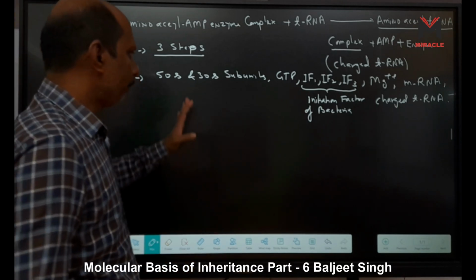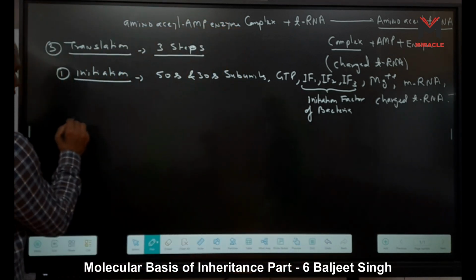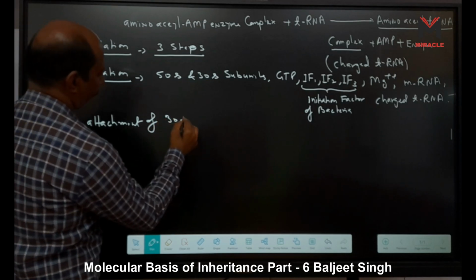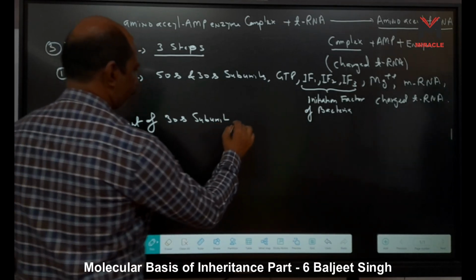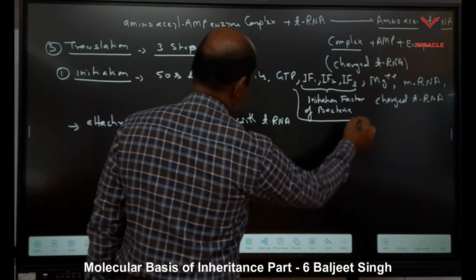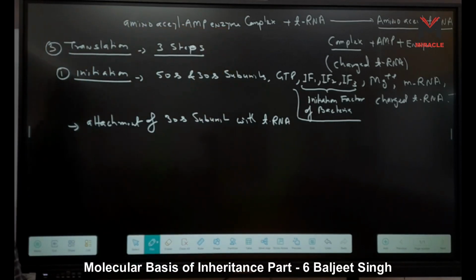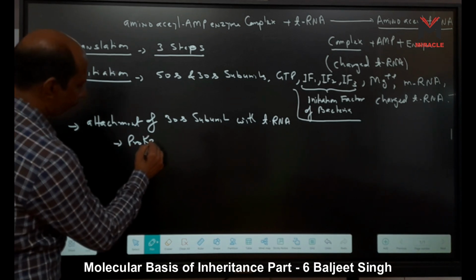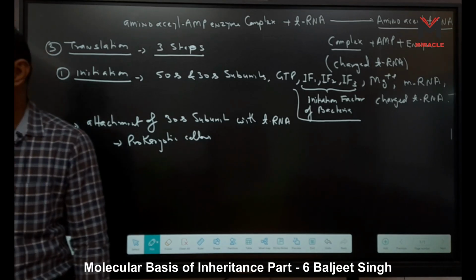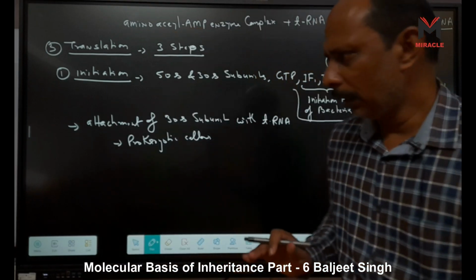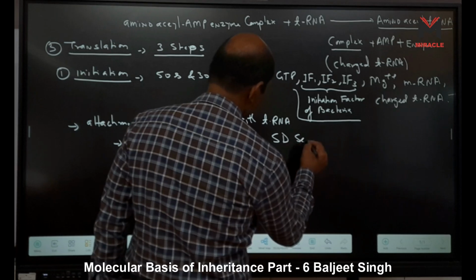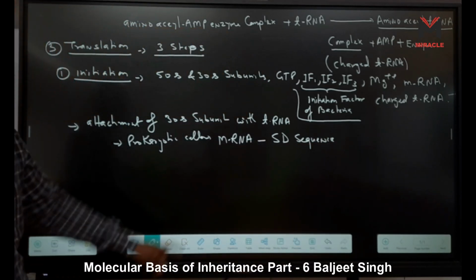The process is the attachment of the 30S subunit with messenger RNA. How does it attach? In prokaryotic cells there is the SD sequence, because mRNA has a code. In prokaryotic cells, mRNA contains the SD sequence.